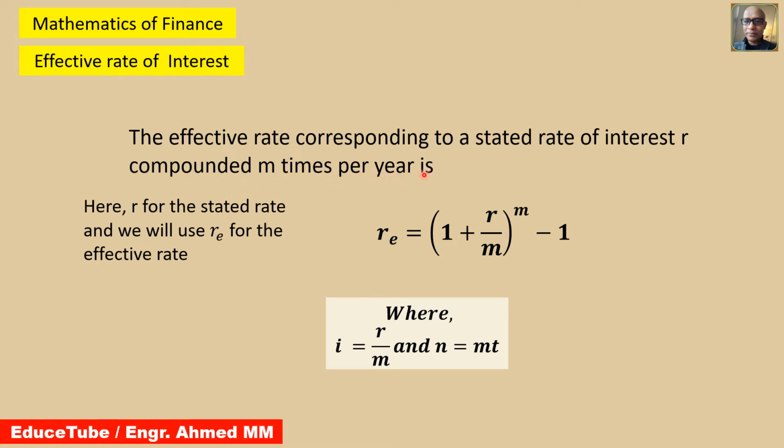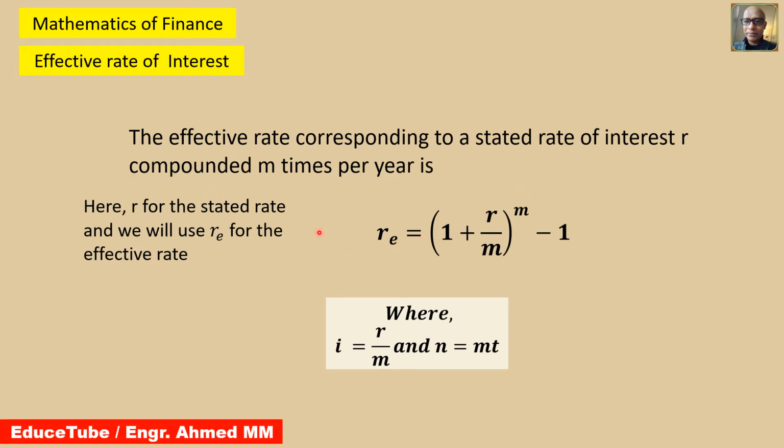Compounded m times per year. If it is semi-annually, the m value will be 2. If it is quarterly, the value of m will be 4. If it is monthly, the value of m will be 12. And in most cases, interest is compounded more than once per year.